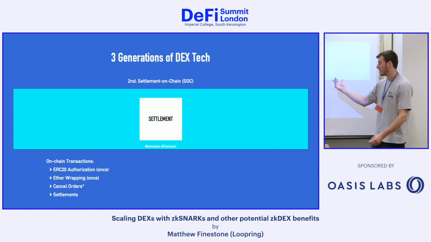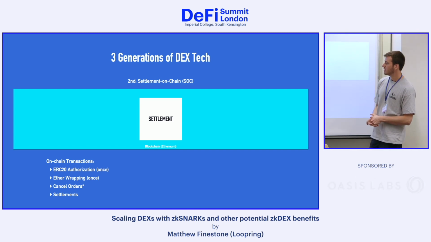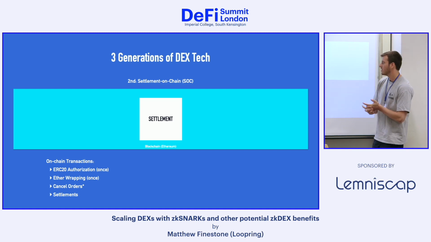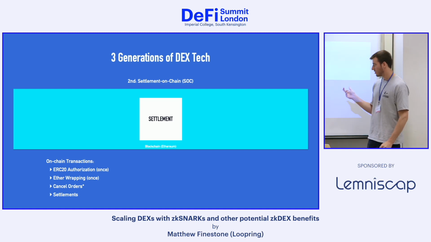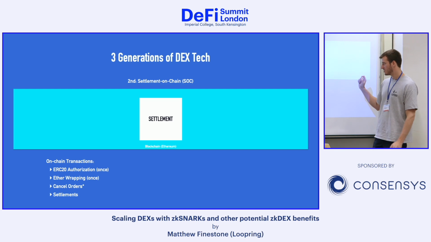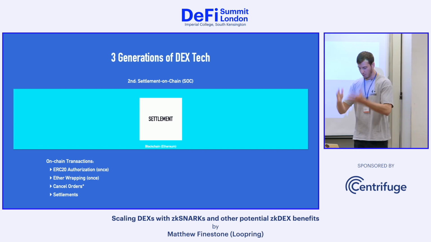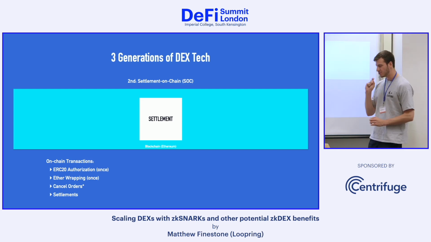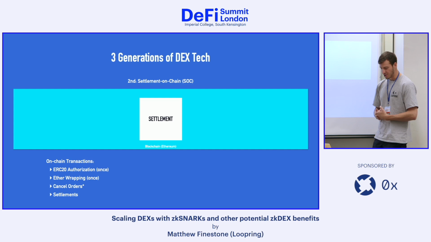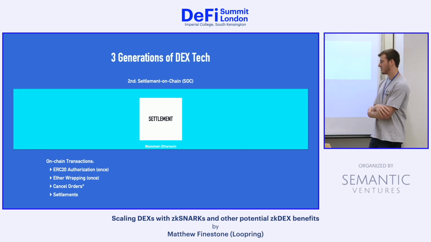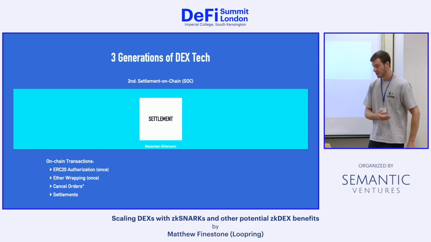So here, what you need to do on-chain is the ERC authorization, the ether wrapping, cancel orders, settlements. The cancel orders has a little asterisk because you could cancel it through the order book hoster, the relayer, but you can't trust that they fully took your order, like, cancel it. The only way to be certain is to kind of fill it yourself, like void it yourself.